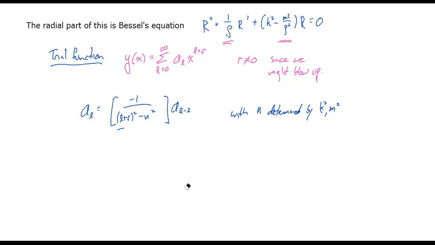And if we're going to sum from L equals 0, looking at the L equals 0 term, that means that R needs to be equal to plus or minus N. So not 0, but something to do with these. And when you do the indicial equation on the homework, you'll find out what N is.